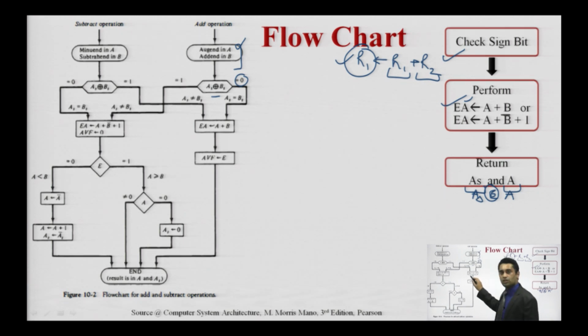In case of addition, A and B are two numbers and we add them as EA, meaning the result goes back to A, and if carry is generated, we call it arithmetic overflow. Arithmetic overflow is not an error, it's just a warning not to forget in the output that E is generated. So here the output is basically E, A, and here we have the sign.